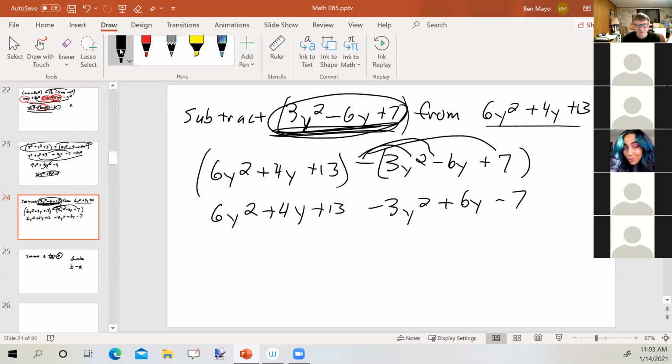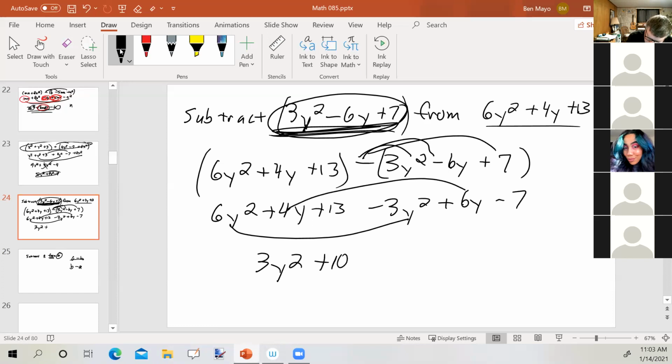Okay? Now that the grouping symbols are gone, we can combine like terms. 6y squared minus 3y squared is 3y squared. 4y plus 6y is 10y, and 13 minus 7 is plus 6. So here, standard form is clear because we're only dealing with the variable y. All righty. Questions here? Anything?